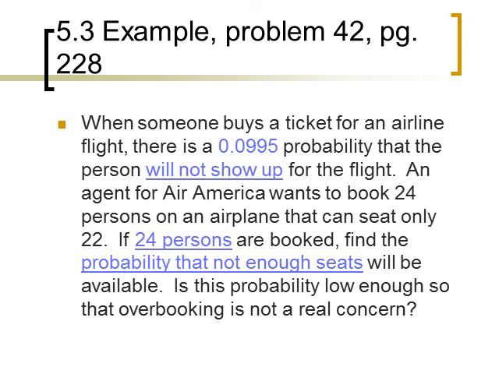When someone buys a ticket for an airline flight, there is a 0.0995 probability that the person will not show up for the flight. An agent for Air America wants to book 24 persons on an airplane that can seat only 22. If 24 persons are booked, find the probability that not enough seats will be available. Is this probability low enough so that overbooking is not a real concern?